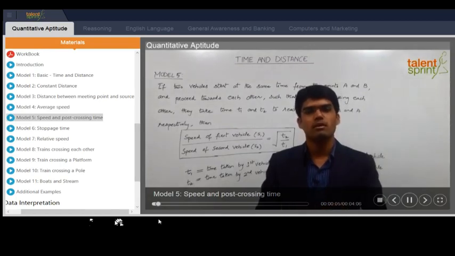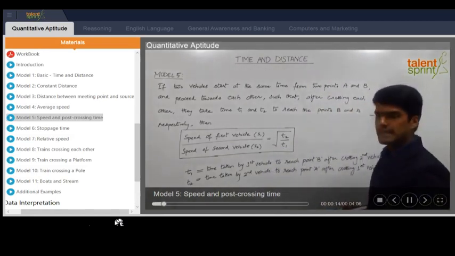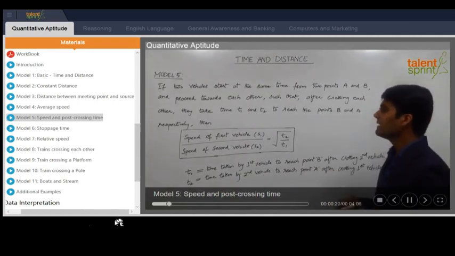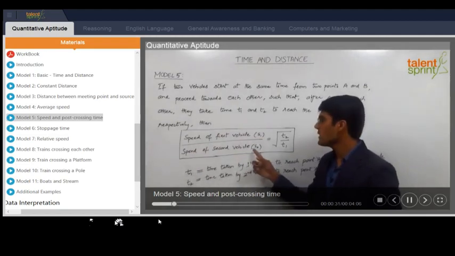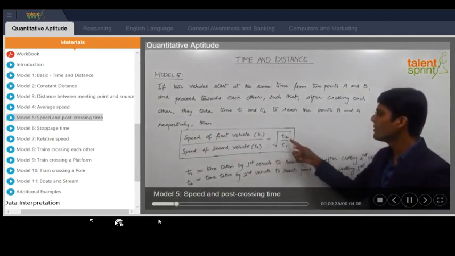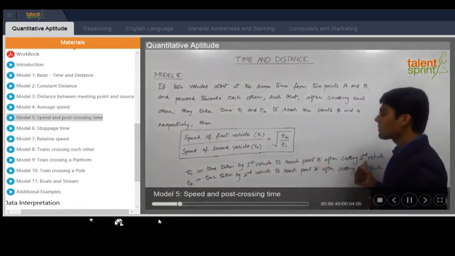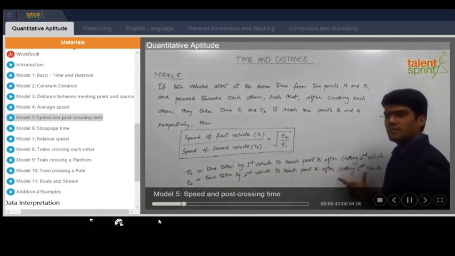Let us now discuss a typical model from time and distance which can be solved with the help of a simple shortcut formula. Let us look at the point first. If two vehicles start at the same time from two points A and B and proceed towards each other such that after crossing each other they take time t1 and t2 to reach the points B and A respectively, then the speed of the first vehicle S1 divided by the speed of the second vehicle S2 will be equal to the square root of T2 by T1, where T1 is the time taken by the first vehicle to reach point B after crossing the second vehicle, and T2 is the time taken by the second vehicle to reach point A after crossing the first vehicle.